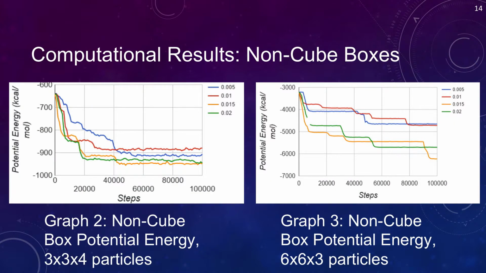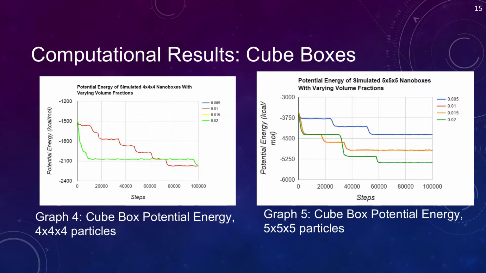So here we have our computational results, and we can mainly split these into two categories. One is the non-cube boxes, and second is the cube boxes. So the first important thing to note is the time at which a drop-off in potential energy first occurs. And this is because the sooner a drop-off in potential energy occurs, the faster the self-assembly rate is for said simulation. And as you can see here in these two graphs, none of the graphs of these non-cube boxes are overlapping. However, if we go on to the next slide, for the cube boxes, we do see overlaps between the volume fractions.